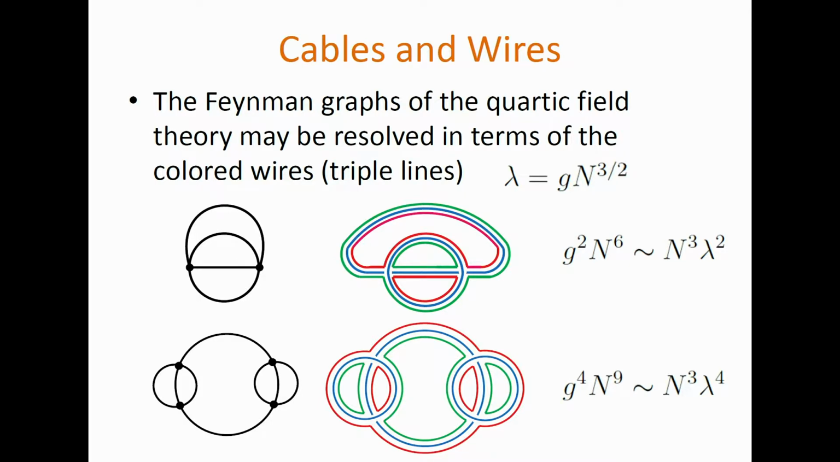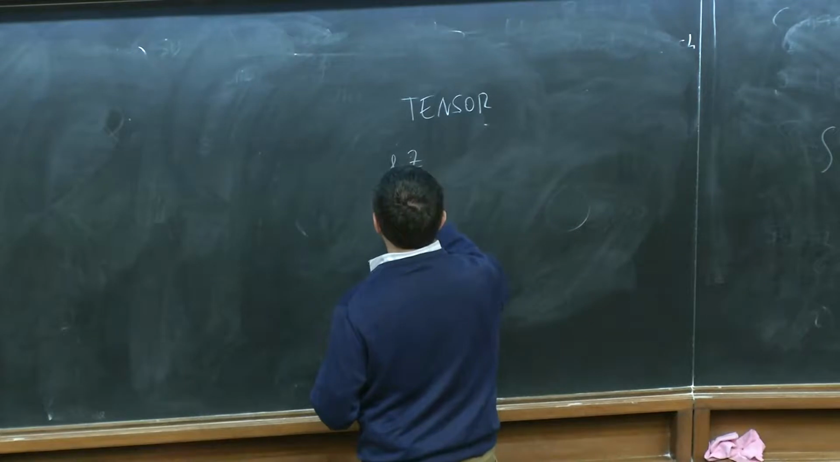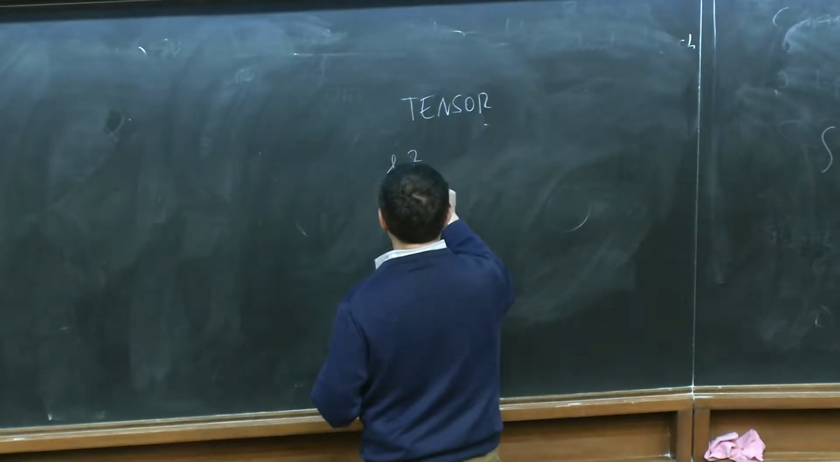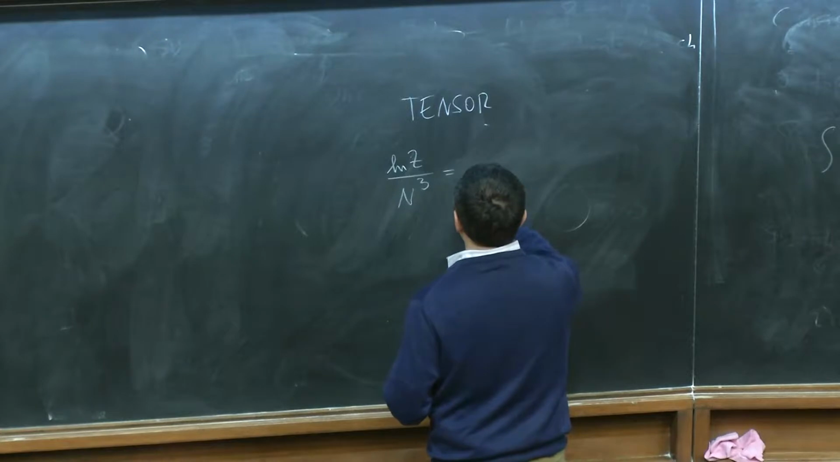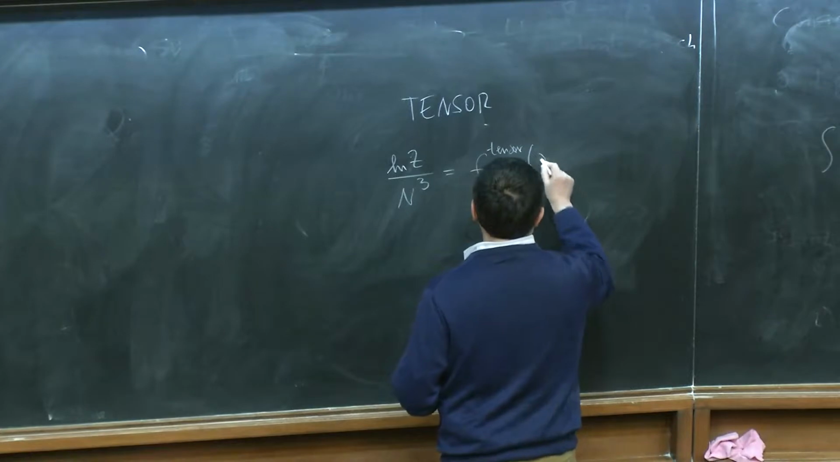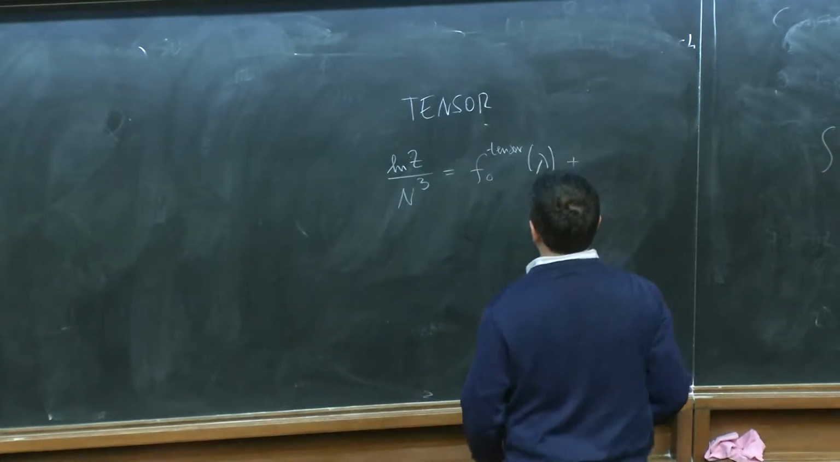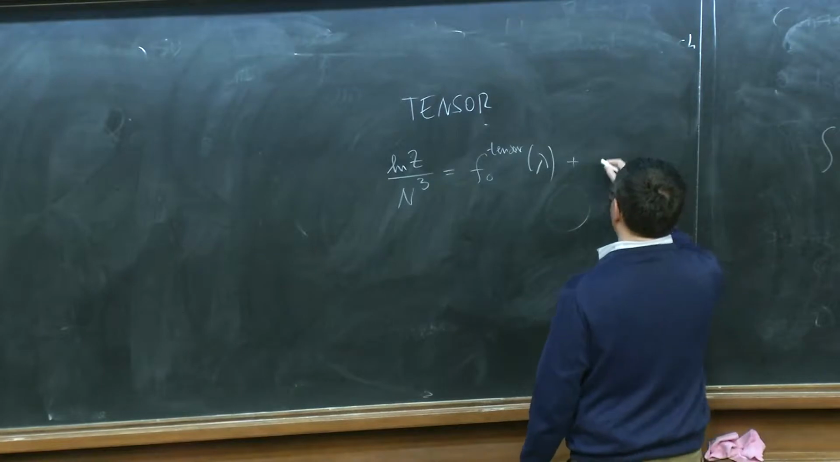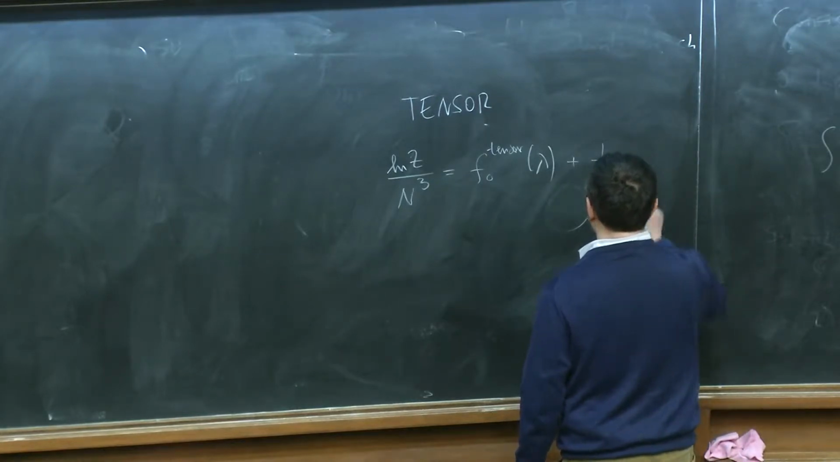Here I have to take n cubed out, and then you see that this graph indeed gives us something. So for the tensor model, you get log Z over n cubed, which will give us some f0, we can call it f0 tensor of lambda, plus some 1 over n corrections. In fact, these corrections are of order 1 over root n in this case.